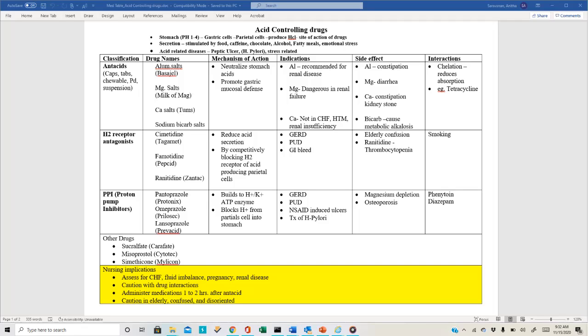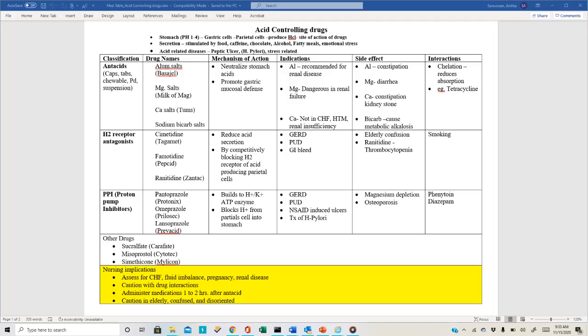So first off, looking at the hydrochloric acid secreted by the parietal cells of the stomach layer, we can look at how we can either neutralize this acid that's secreted by using an antacid, or we could inhibit the proton pumps that are very responsible for making this hydrochloric acid. Or another group of drug is histamine 2 receptor antagonists. So these are the three classes of medications we will discuss in terms of acid controlling.